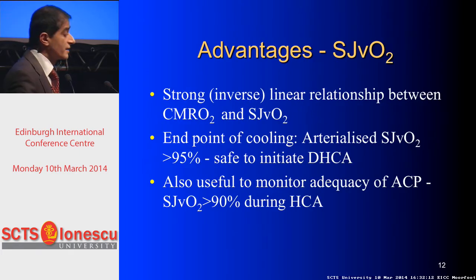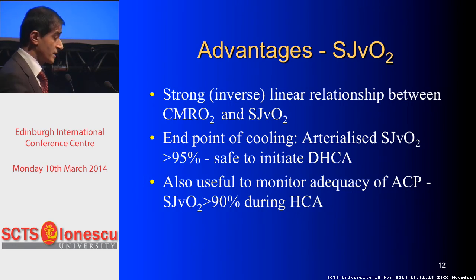The advantages are that there is a strong, albeit inverse linear relationship between the cerebral metabolism and jugular venous oxygen tension. So as the metabolism decreases as a result of, say, hypothermia, the jugular venous oxygen tension will rise. So the most important use for us is that it is useful in determining the endpoint of cooling before initiating circulatory arrest.